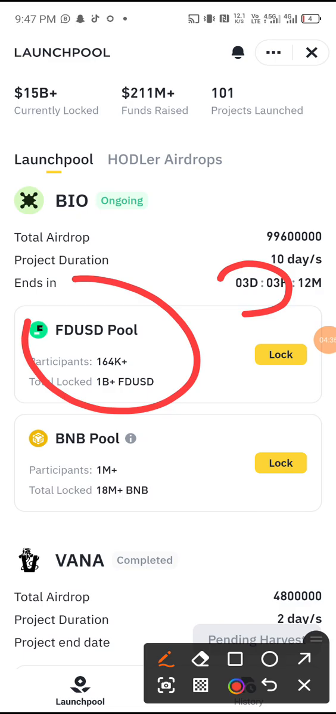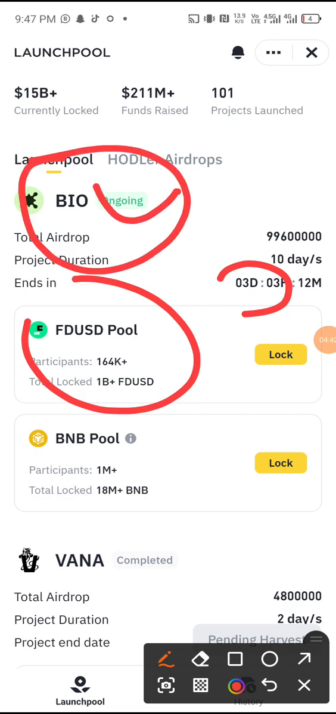And what profit are you going to make? You're going to make profit in BIO. It's currently ongoing, and this is what you're going to be rewarded in. You're going to be given some BIO for free after staking. So this is just it. All you need to do now is focus on it, dive into it right now, and start making for yourselves.